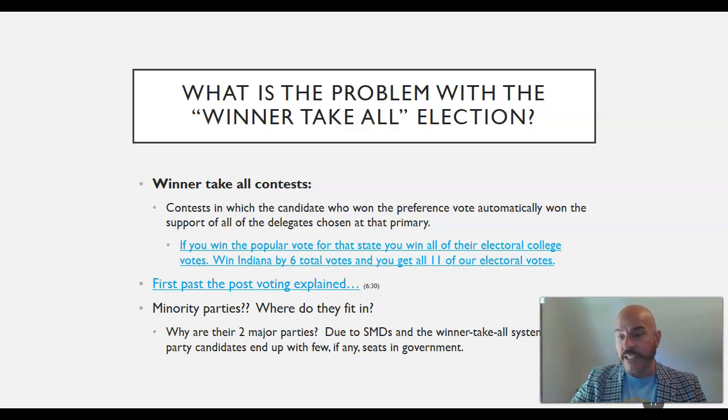Minority parties don't figure in very often. They just don't win it very often due to this. Two major parties, these single member districts for your House races, all of this winner take all system really does eliminate the viability of third parties being a major player in American government.